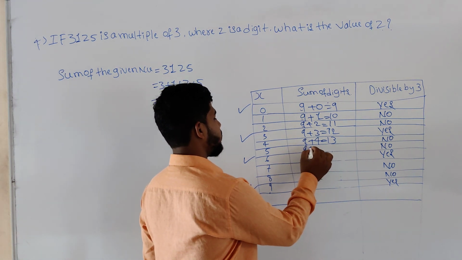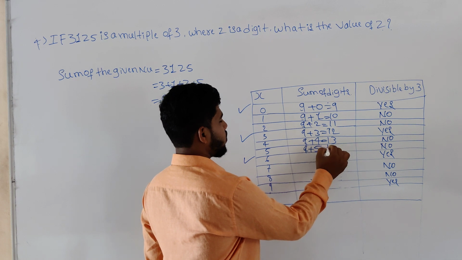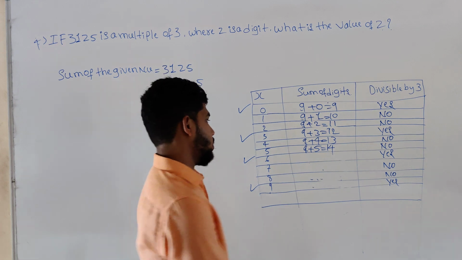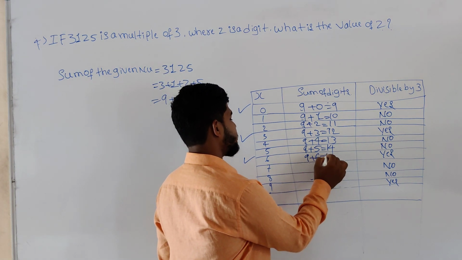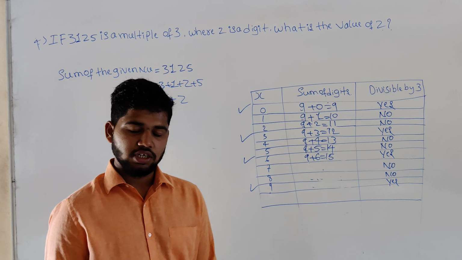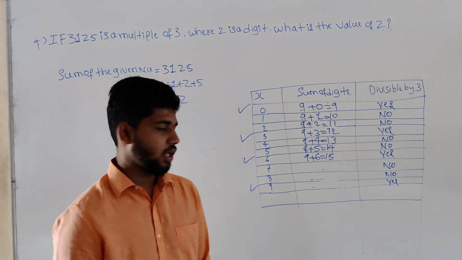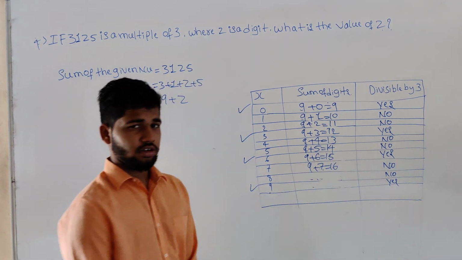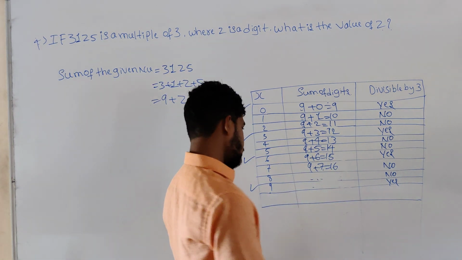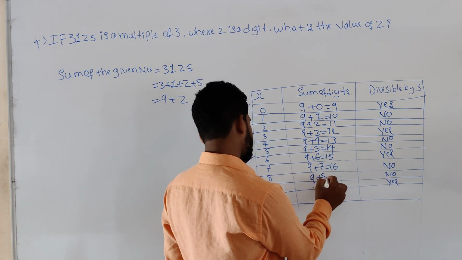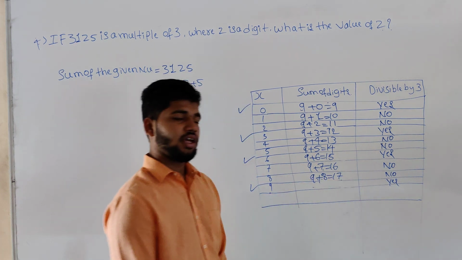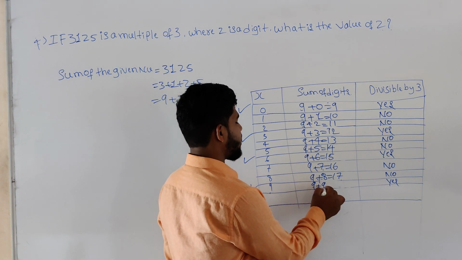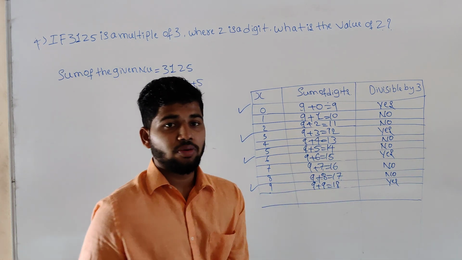In the place of z, if you are using the value 5, the answer is 14. It cannot be divisible by 3. If you are using 6, the answer is 15. It is easily divisible by 3. 3 fives are 15. Now if you are using 7, the answer is 16. It cannot be divisible by 3. If you are using 8, the answer is 17. It also cannot be divisible by 3. Last one is 9 plus 9 is equal to 18. It is easily divisible by 3.